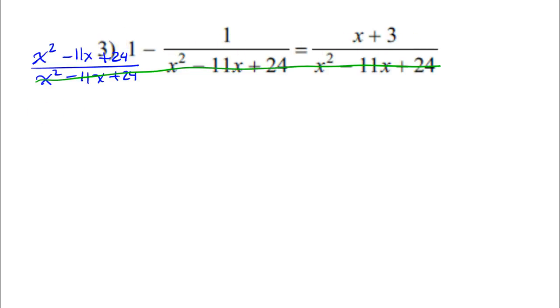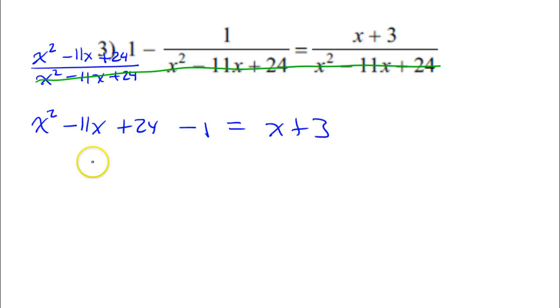So at this moment, I have x squared minus 11x plus 24. All right, that's that. And then now here comes the minus 1 right here equals x plus 3. All right, that's all of it, except my square disappeared for some reason. So like terms, so I have x squared minus 11x plus 23 is equal to x plus 3. I just did 24 minus 1.